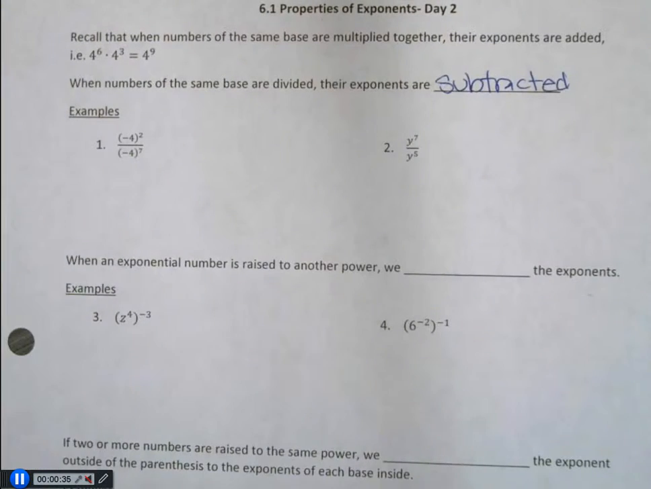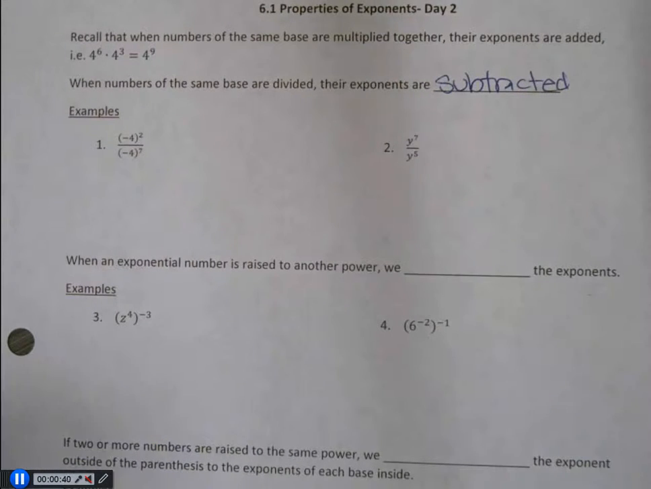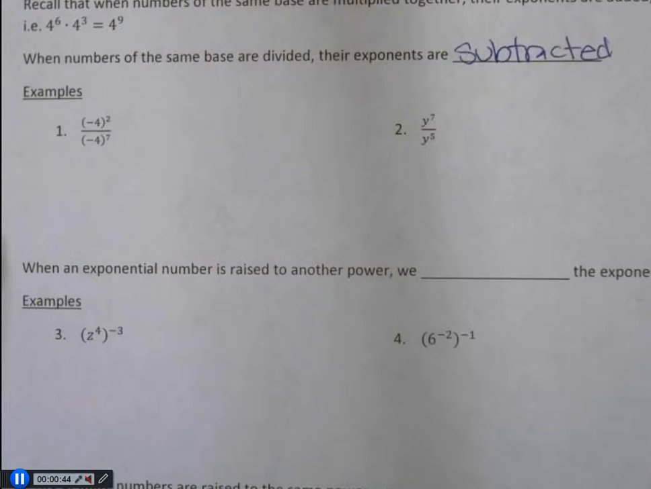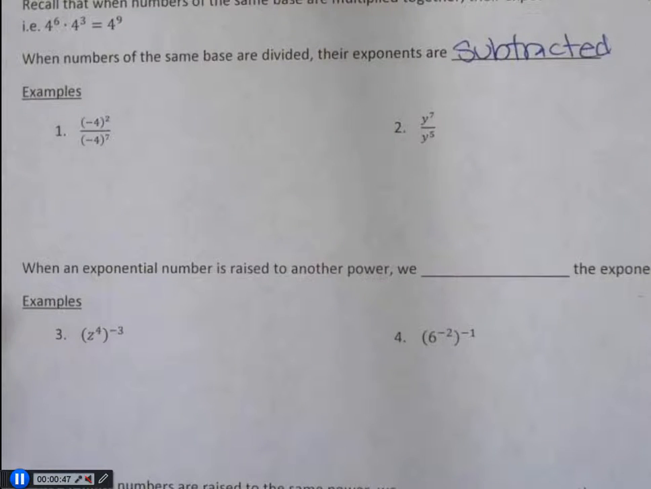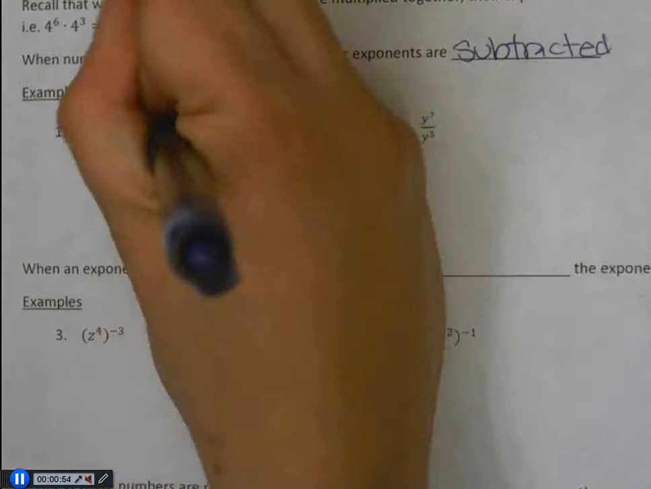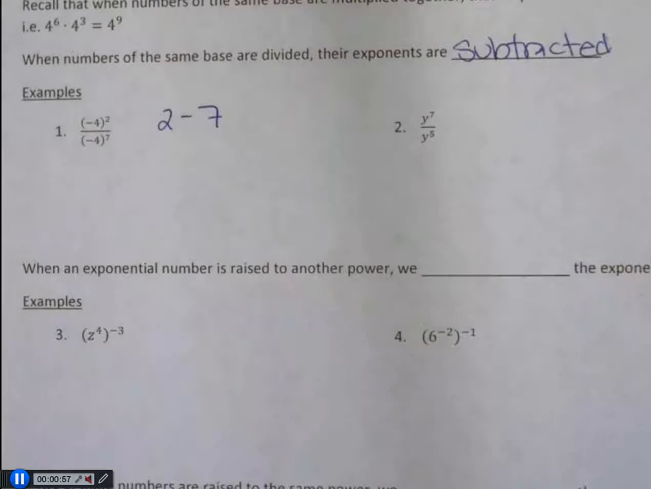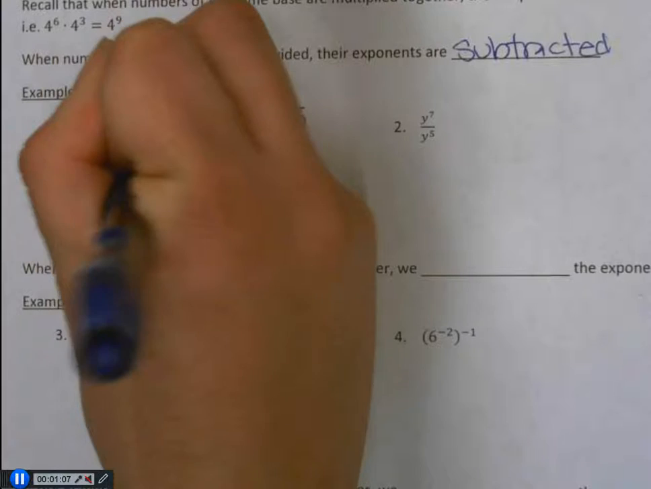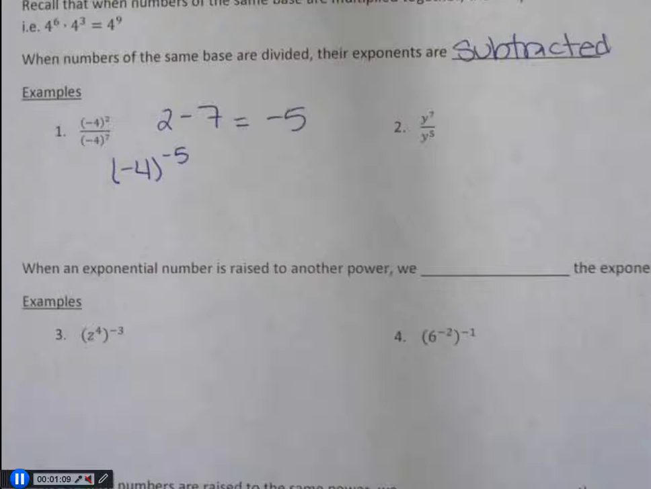So on number 1, they are being divided. That's what a fraction means, division. And I have the same base on the top and the bottom. And then on the top I have an exponent of 2, and on the bottom I have an exponent of 7. So what I want to do is I'm going to do 2 minus 7. So what's 2 minus 7? Close. Negative 5. So I have negative 4 to the negative 5 power.